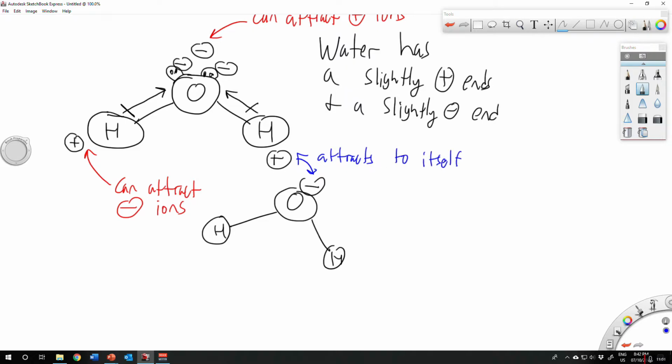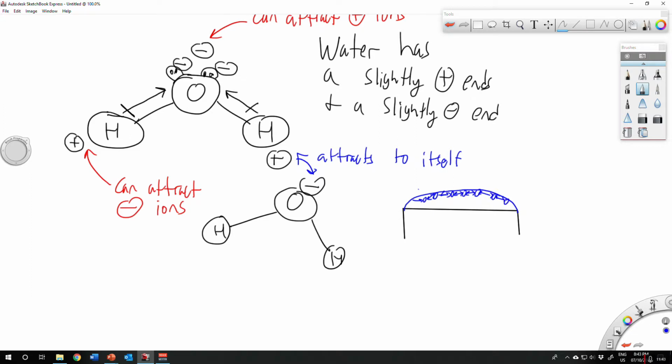And you can see this for yourself anytime you have, say, a cup of water and you fill it right full. You will usually see the water kind of bubbling over like this, and not really spilling out if you're very careful. And that's because the water molecules attract to each other at the surface here, because of that polar nature.